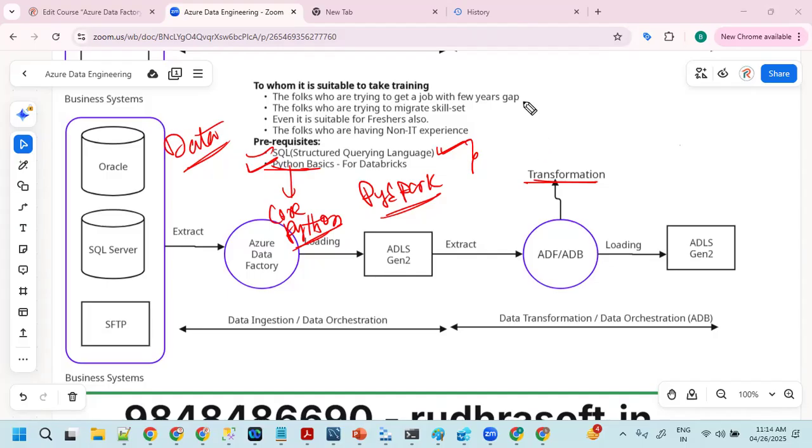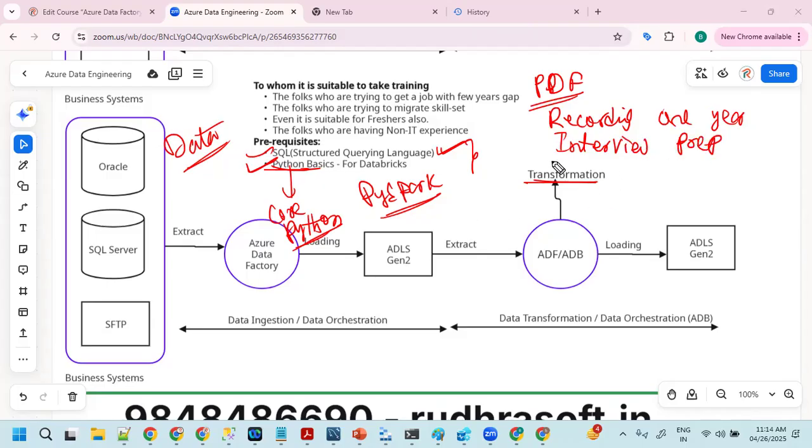This course is going to provide PDF materials. I mean to say, whatever I'm showing, you will get it. That is one thing. Another thing is that recording sessions will be available for one year. Interview preparation will also be taken care of. And if you are interested in writing the certifications, then dumps will be provided. You can go through that.